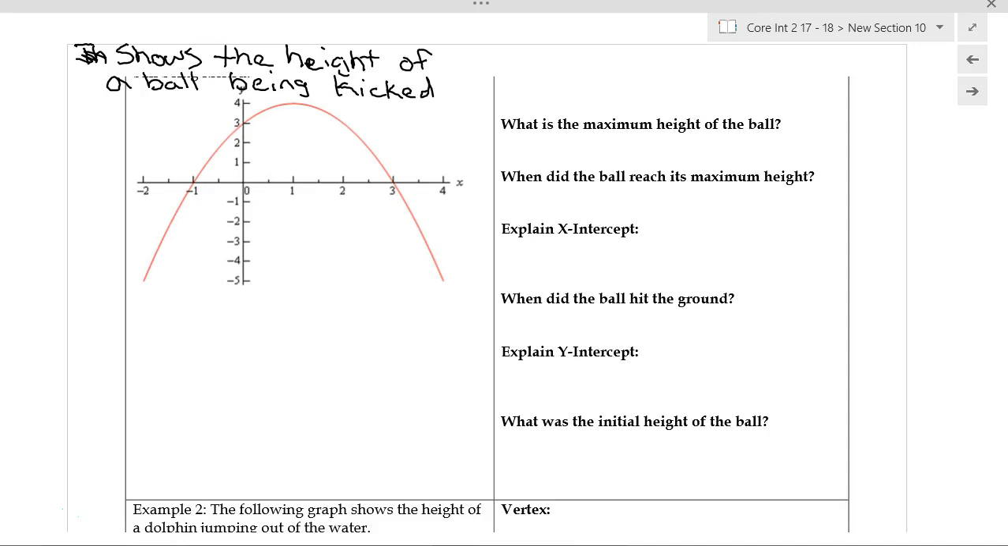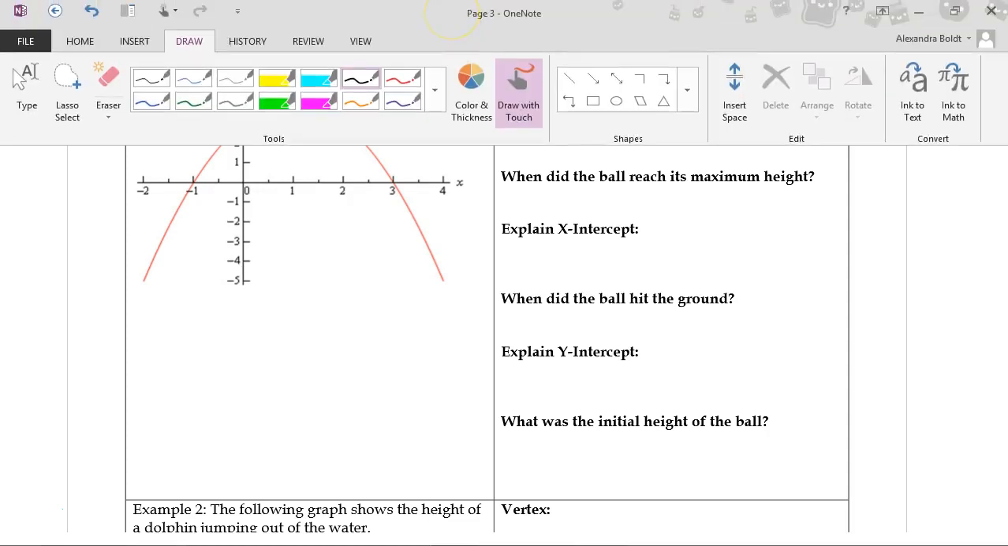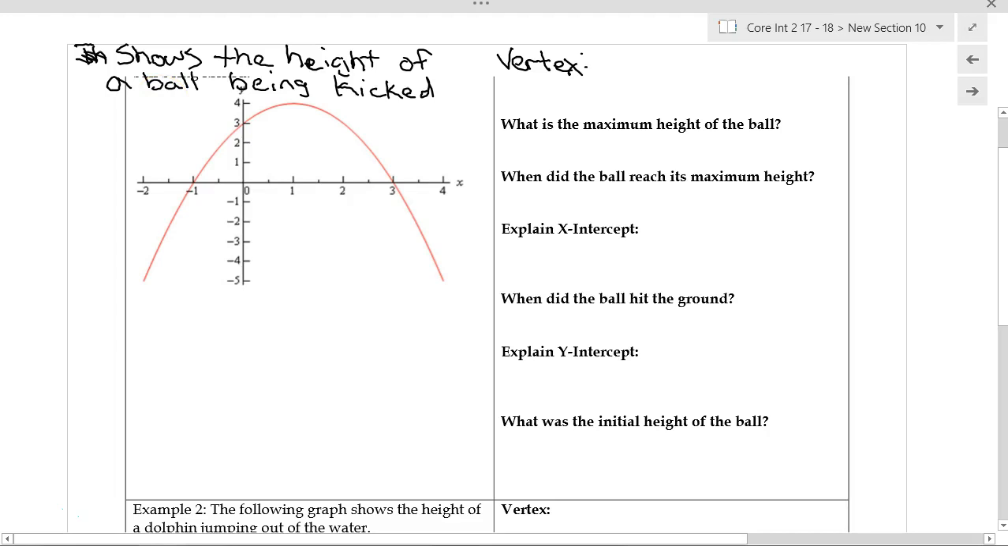Alright, so now we're putting these things into real world context. I know what this is about. This is about a ball being hit. So, what is the maximum height? Oh, there's another question missing. Sorry, something got cut off. The first thing we want to find is the vertex.